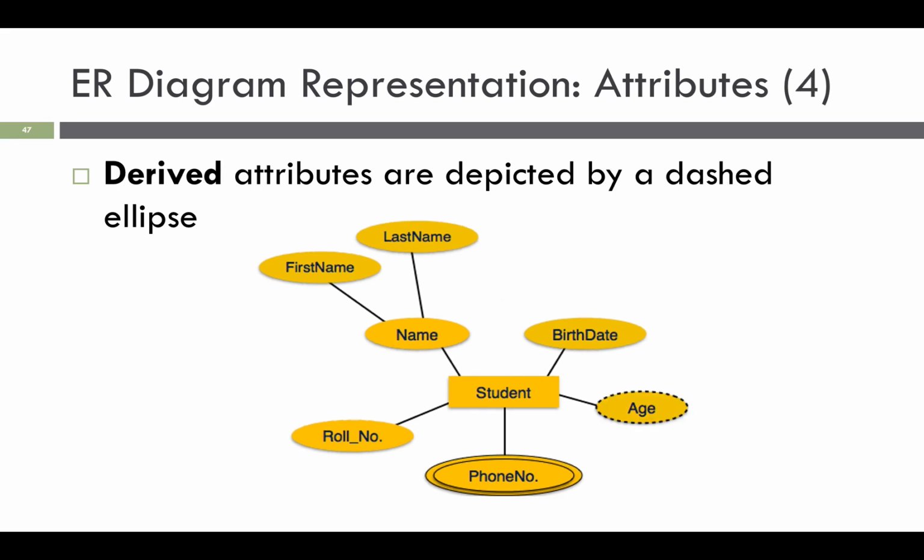A derived attribute or computed attribute is an attribute whose value is calculated from other attributes. The derived attribute need not be physically stored in the database.